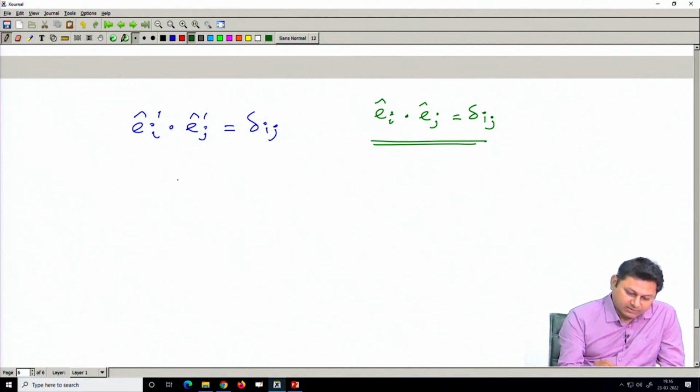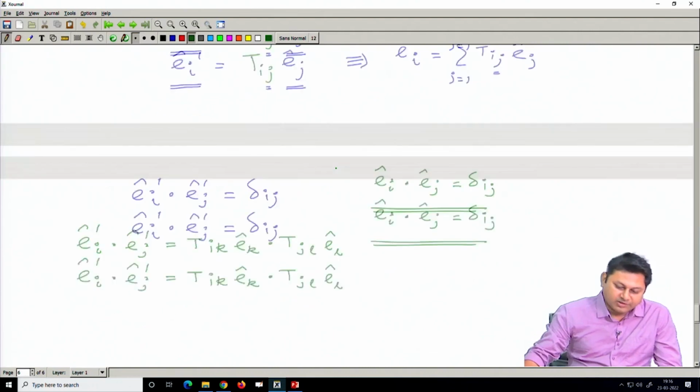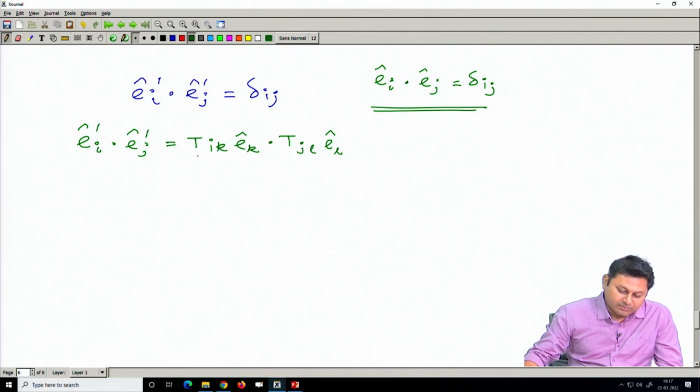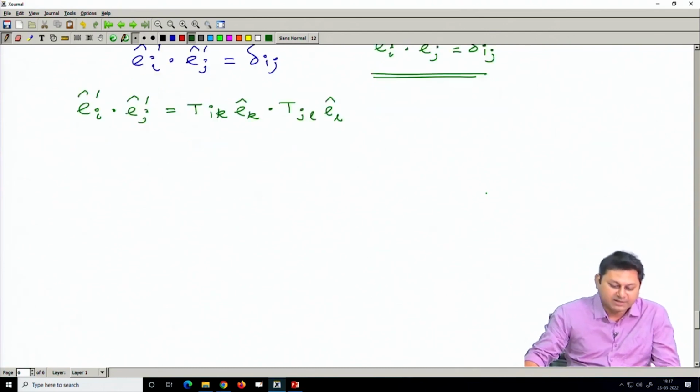So I just put this value here. What is the value I am having? E_i prime dot E_j prime is T_ik E_k, dot T_jl E_l, because I am using whatever transformation is written here, relating prime with non-prime when I write in terms of this matrix T_ij. The goal is to find out the properties of this T matrix.